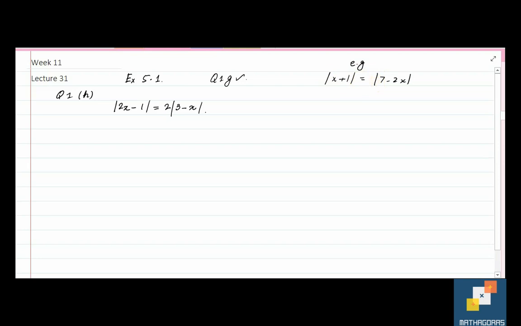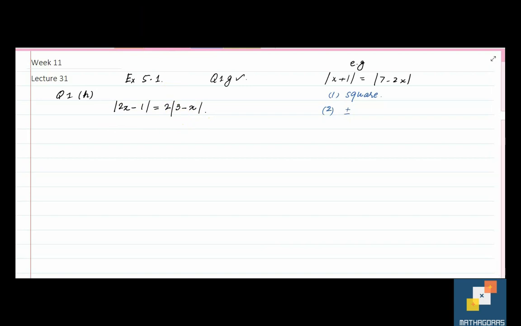So we have two options to solve such questions. First, you can take a square on both sides and then solve the equation algebraically. The next option is to remove the sign of modulus and introduce the sign of plus minus on any side of the equation. Now in part H, you have a constant 2 outside the modulus. So how will you solve this question?